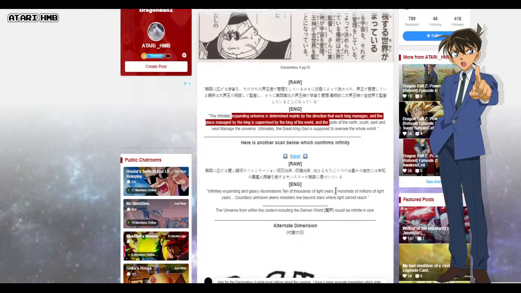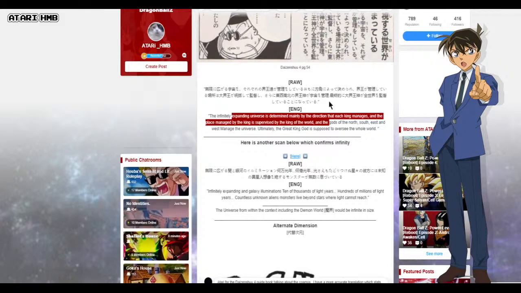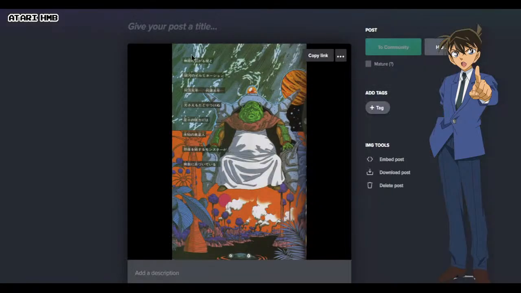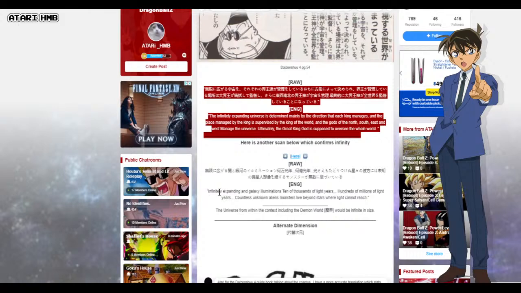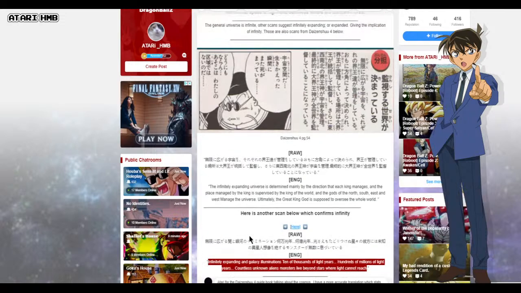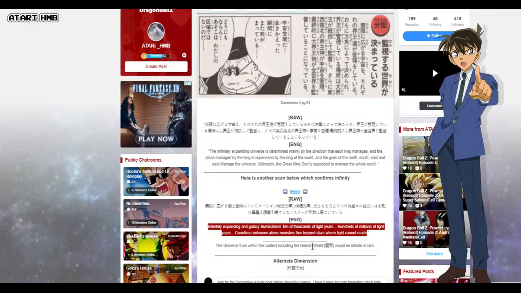Okay? The life, also known as this, is speaking of the observable universe, and I'm going to prove it. According to the scan here, where it has Guru, it says infinitely expanding galaxy illuminations 10,000s of light years, hundreds of millions of light years. Countless unknown aliens and monsters live beyond stars where light cannot reach. This is talking about the observable universe where the general boundaries of light stop. But the scan prior was already reading that it was infinite in size.